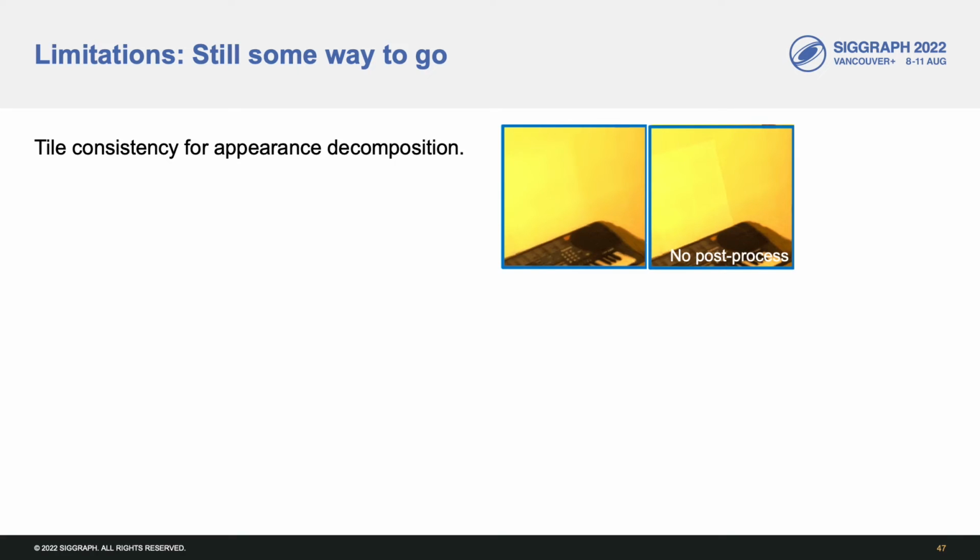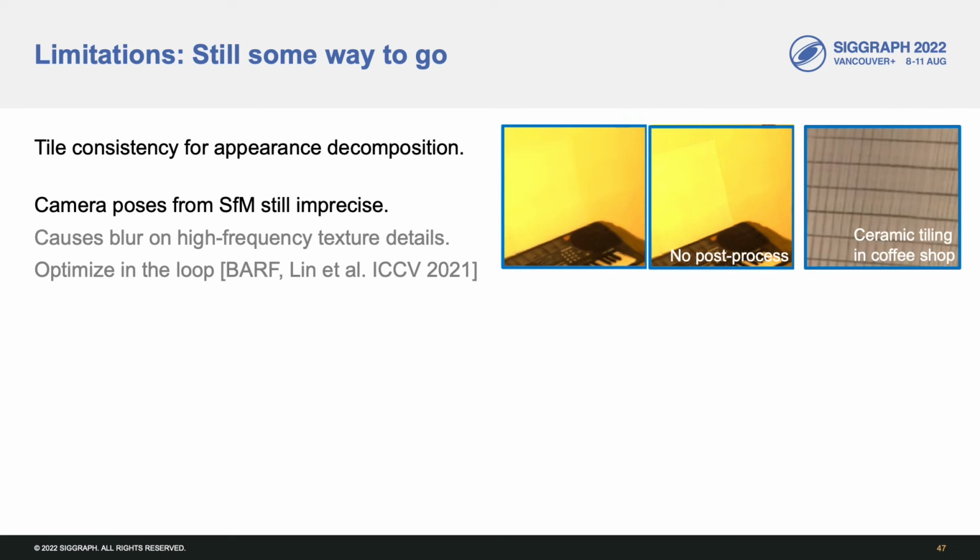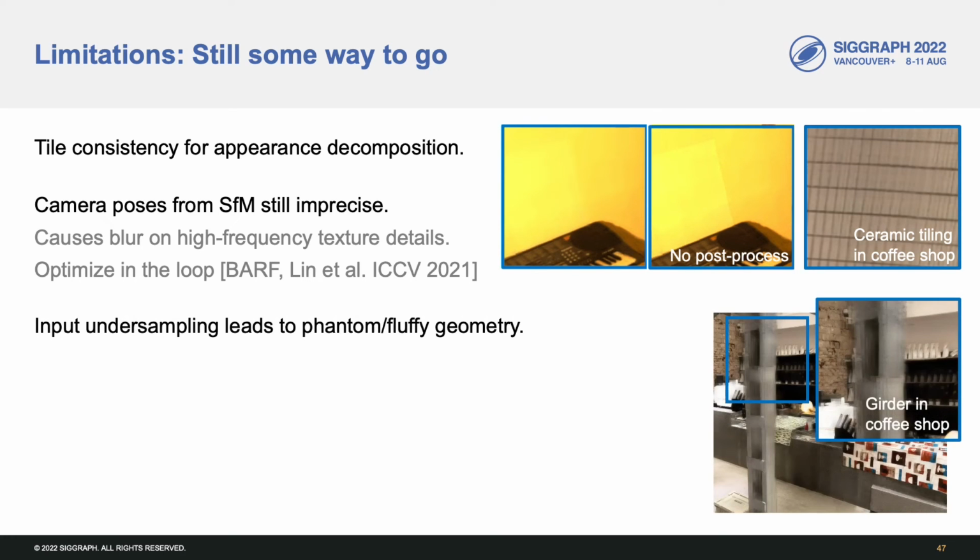In terms of limitations, we still have some way to go. Consistency across tiles for appearance decomposition can still sometimes fail, and this is still a challenge from sparse input. Camera pose inaccuracy from the initial structure from motion can still be imprecise, causing blur in high-frequency texture details, and other works in this area have shown how to simultaneously optimize camera poses within the loop. Input undersampling is still possible, leading to fluffy geometry.